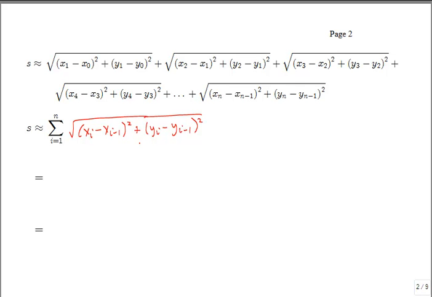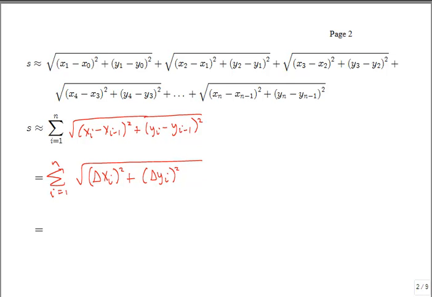Okay, so now I'm just going to do a little change in notation here. I'm going to change that x sub i minus x sub i minus 1 into that delta x sub i notation. So this difference right here, I'm going to call delta x sub i, and that's being squared. And this difference right here, I'm going to call delta y sub i quantity squared.